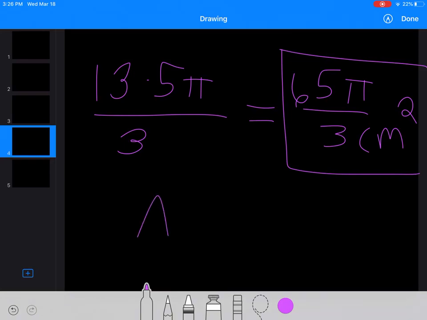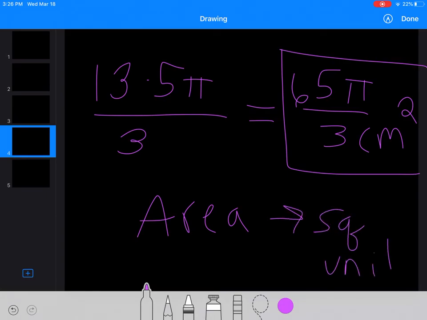Remember, when you deal with area, you have to have two-dimensional units. So remember, area has the square units. Volume is cubic units, and circumference is your one-dimensional units like feet, inches, miles, that kind of thing.